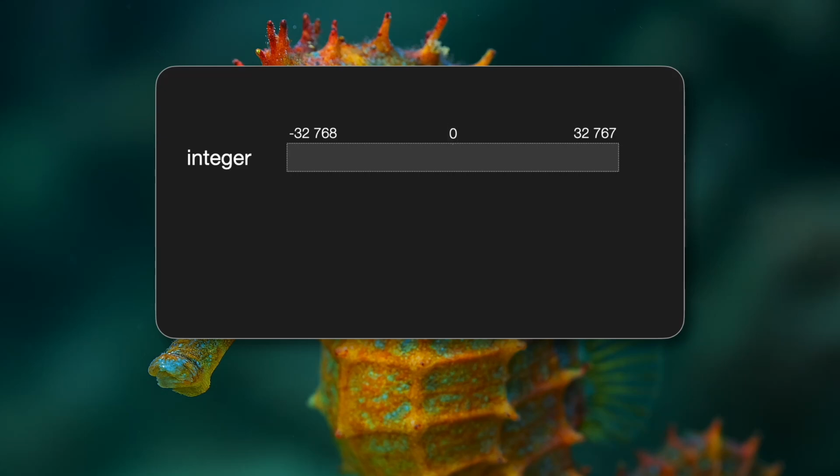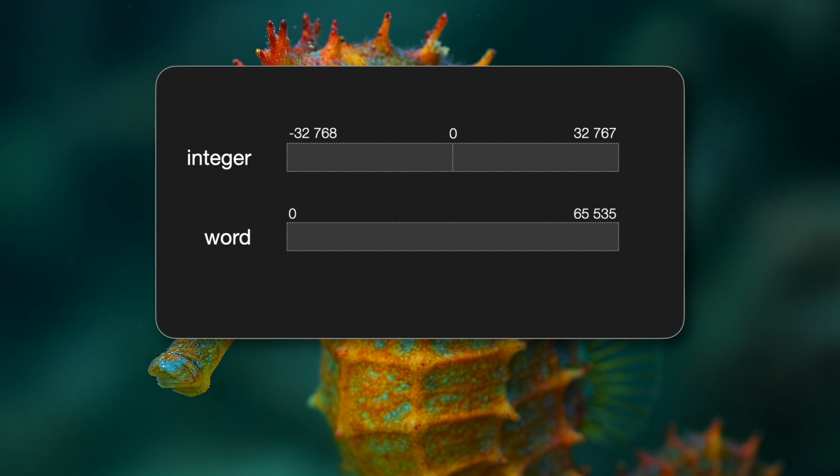In SharkC64, an integer value is a 16-bit signed value. Therefore, the value range is from minus 32,768 to 32,767. In contrast, the value range of a word is from 0 to 65,535. From a technical point of view, integer and word values differ only in how they are compared.